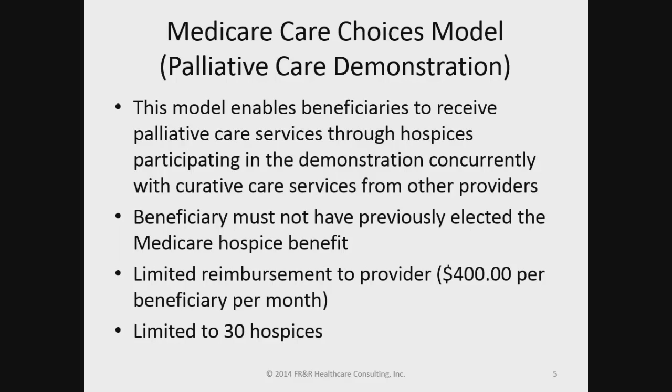Medicare also now has the Medicare Choice Model, which is a demonstration project for palliative care. It's very limited. It's going to be limited to 30 hospices. They have not been selected yet. This model is to enable beneficiaries to receive palliative care through a hospice that's participating in the demonstration, and also receive their Part A benefits and Part B curative services along with this palliative care demonstration. The restriction here is that the beneficiary must not have previously elected the Medicare hospice benefit.